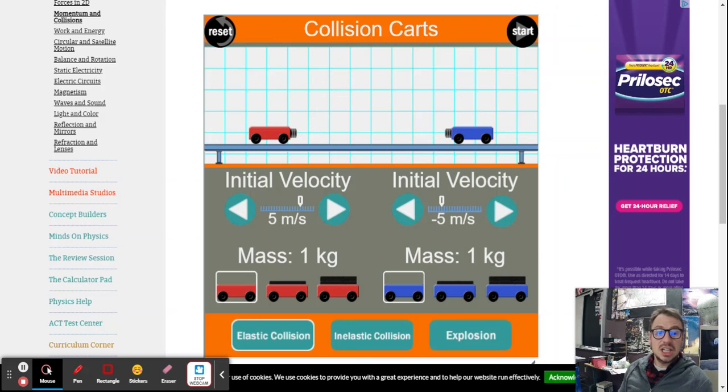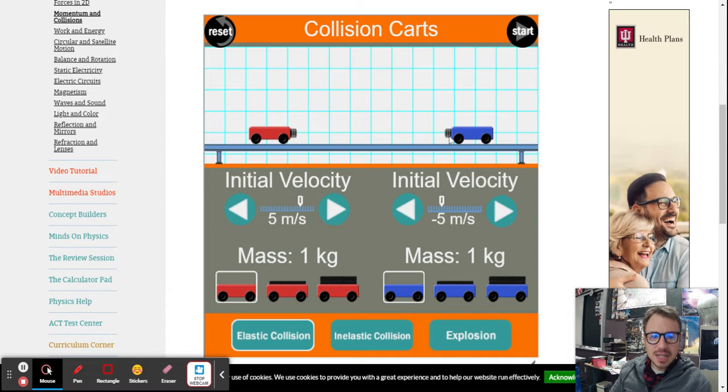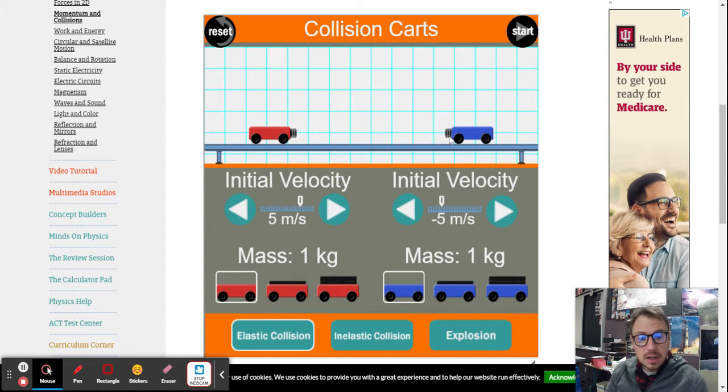Right, this is the collision carts simulation. So when you pull up the collision carts from the Physics Classroom link, this is what it is going to look like. All the simulations tell you exactly how to set it up, and all the numbers are in the charts and the description as well.